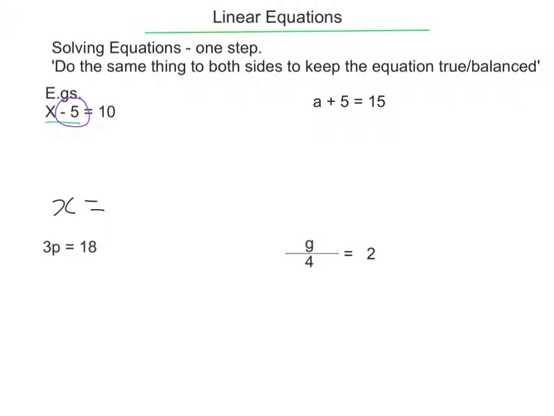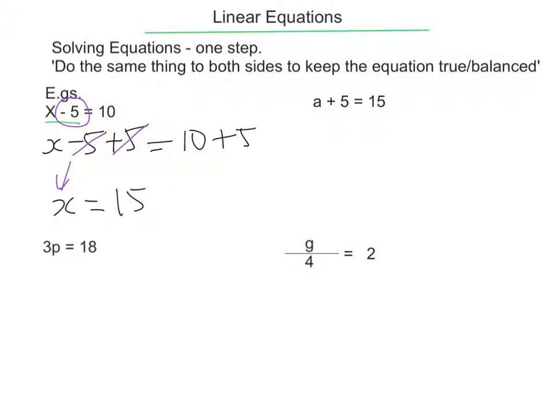Now, the only legitimate way to get rid of something is to do something to both sides of the equation. So I'm going to write the equation out, leave a bit of a gap, and think, what is the opposite of subtracting 5? The opposite is adding 5. So I'm going to add 5 to both sides of the equation. By doing that, I get what I really want, which is minus 5 plus 5 makes 0. That means x is now by itself on the left-hand side of the equation. And 10 plus 5 is 15. So x equals 15 is the answer.